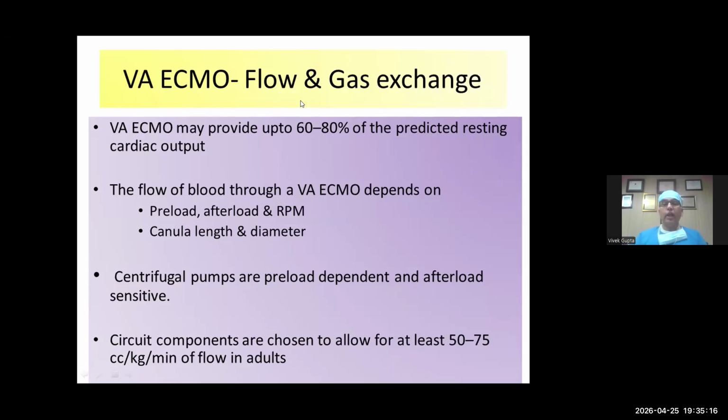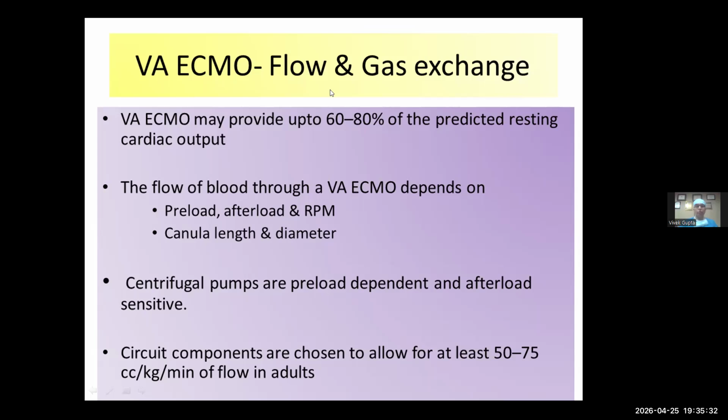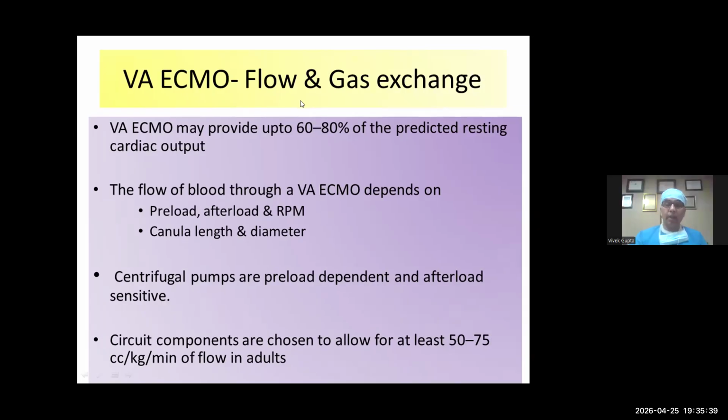So what it does, it provides almost 60 to 80% of the predicted resting cardiac output, and it is dependent on the preload, afterload, and how much flow we want, and flow we adjust with the help of RPM, revolutions per minute of the machine. And definitely depending upon which size cannula we have placed.